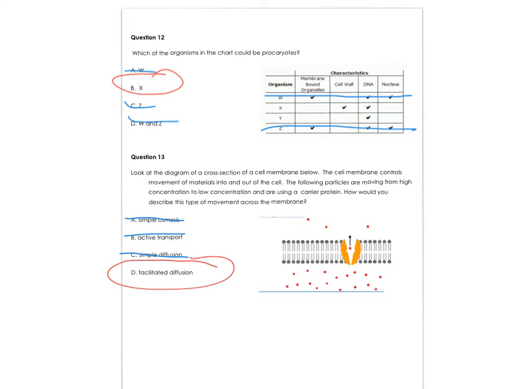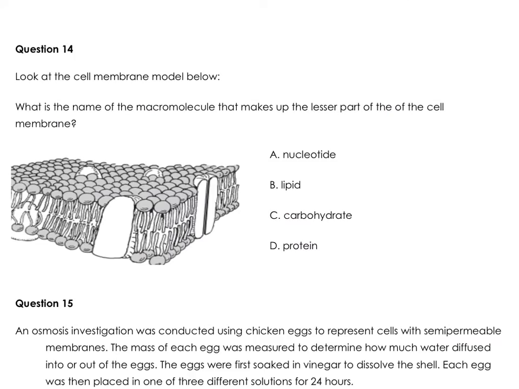Why is it not co-transport? Because only one molecule is moving across at a time. Co is two molecules. All right, let's move forward.